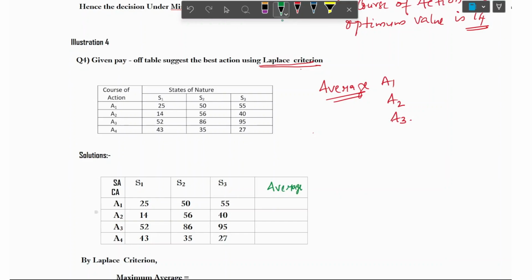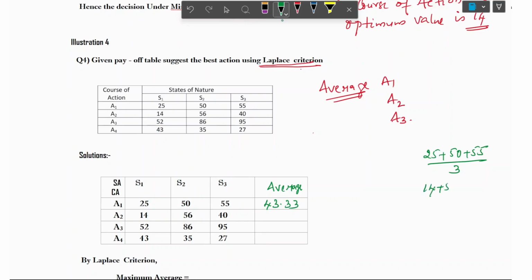Now see here, A1, A2, A3, A4 I have written, S1, S2, S3 and here average. Average means the average value of A1. A1 is 25 plus 50 plus 55. Add these values and divide by 3. That is your average of A1 values. That is 25 plus 50 plus 55 divided by 3, that is 43.33.